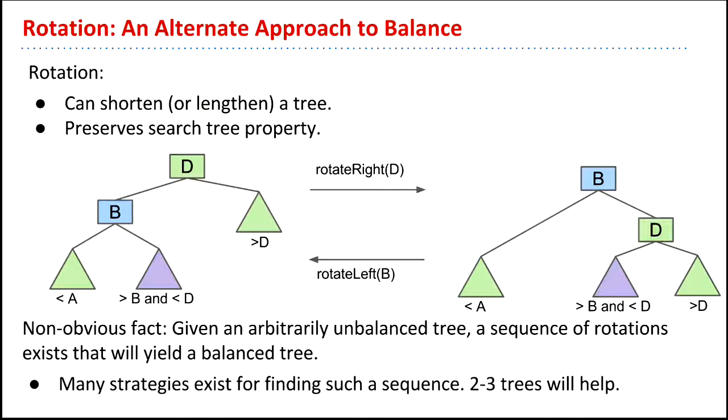Now here's a non-obvious fact. Given an arbitrarily, disgustingly unbalanced tree, there always exists a sequence of rotations that'll yield a balanced search tree. And finding such a sequence is by no means a straightforward problem, but we can use 2-3 trees to guide us to a working strategy.